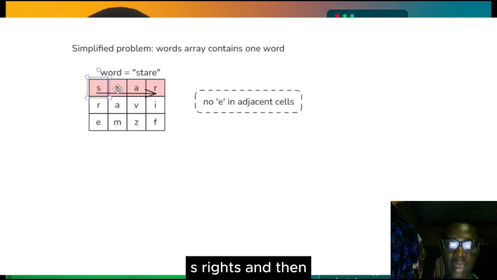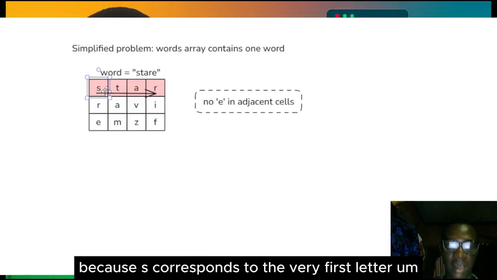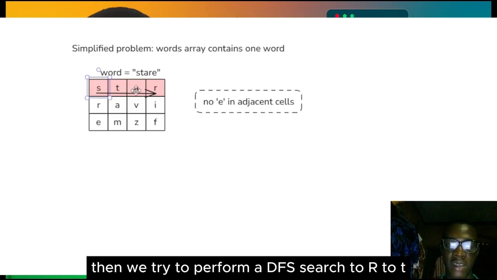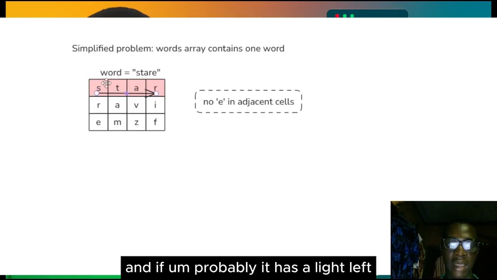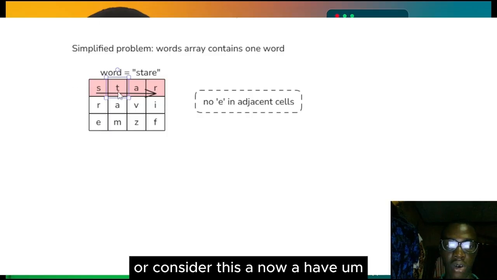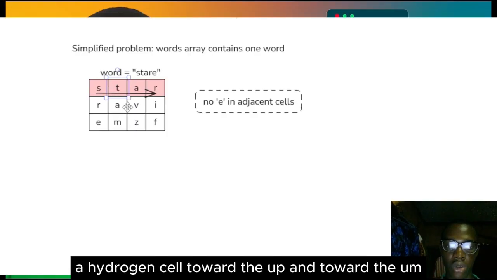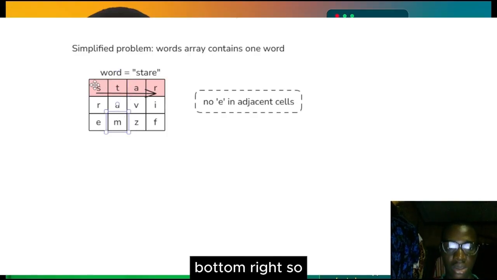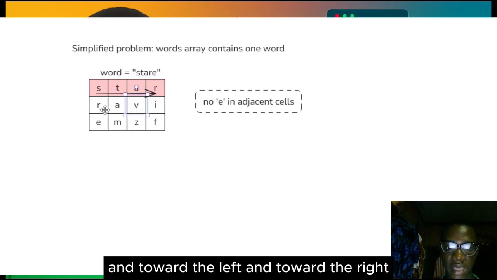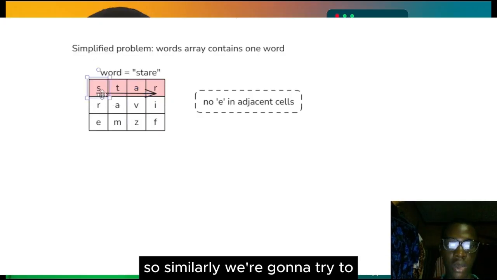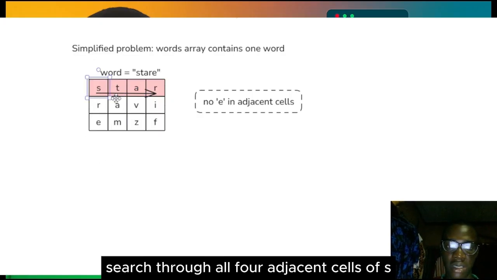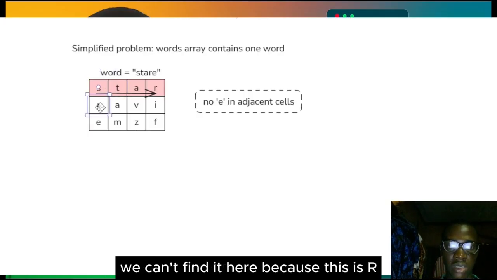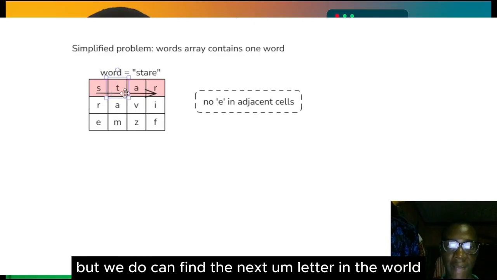S, right? And then because S corresponds to the very first letter, we try to perform a DFS search to R, to T, and consider this A now. A has an adjacent cell toward the up and toward the bottom, and toward the left and toward the right. Similarly, we are going to try to search through all 4 adjacent cells. Searching through it, we can't find it here because this is R, but we can find the next letter in the word. We can find it here.